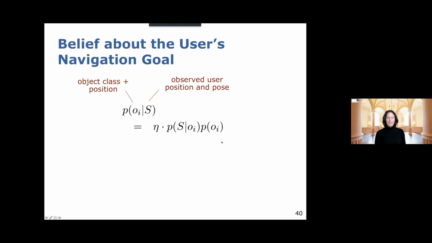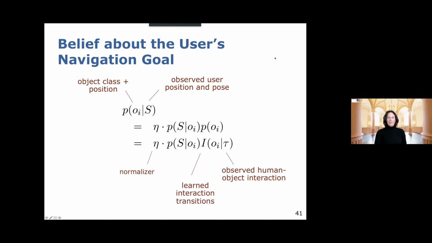This is a bit mathematical, I know, but I just want to show you that we also work with formulas in our research. So this here corresponds to the learned interaction model, which tells us the transition probabilities of the user between the individual objects. So this here, this ISC, are the learned interaction transitions. And this is the observed object interaction that's currently observed, the last object the user interacted with. And this here gives us a probability distribution over the next object that the user will move to.